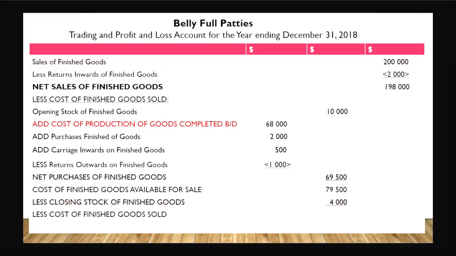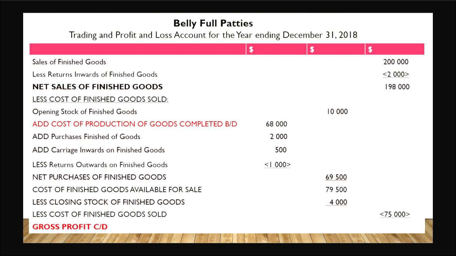So we have another C popping up, which is our closing stock of finished goods. We are going to less our closing stock of finished goods, in this case, a figure of $4,000, from our cost of finished goods available for sale. And that will give us our cost of finished goods sold, an amount of $75,500. Pretty similar to that of a sole trader's trading account, isn't it?